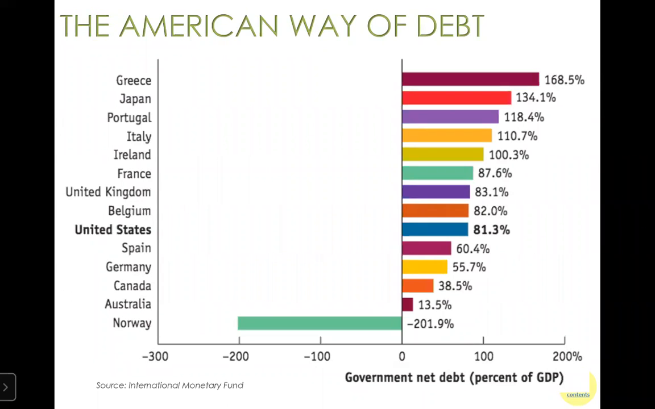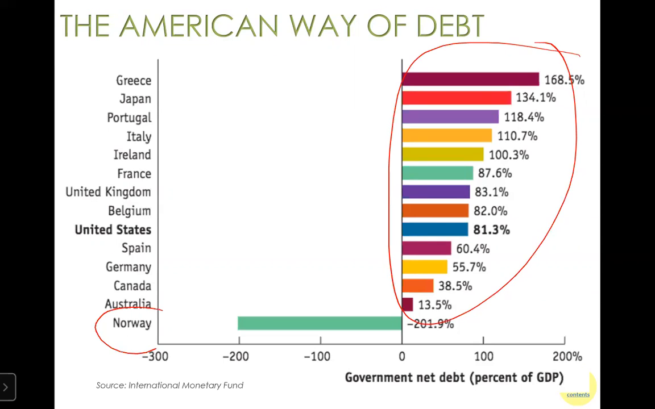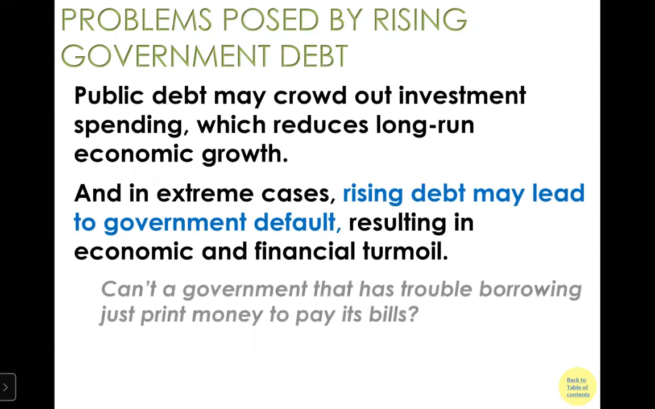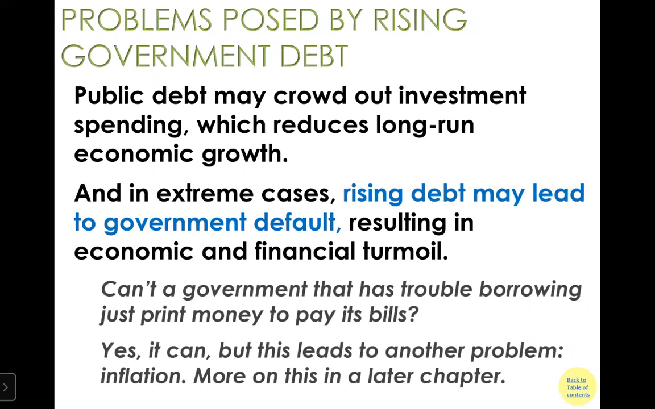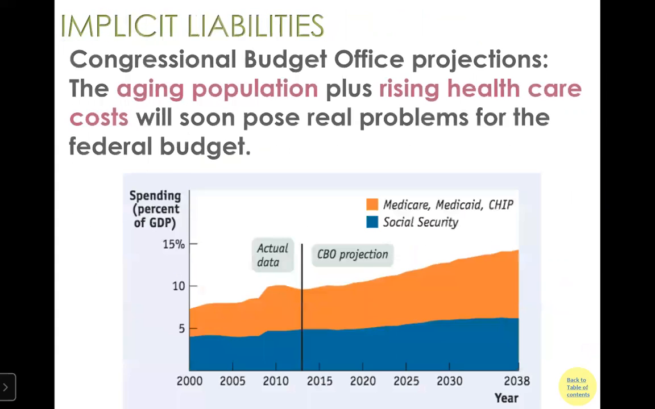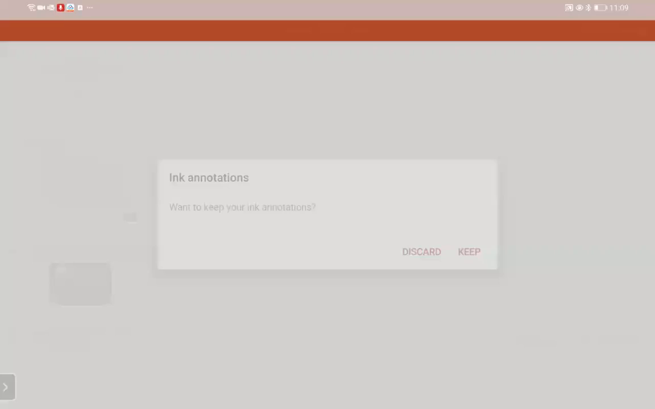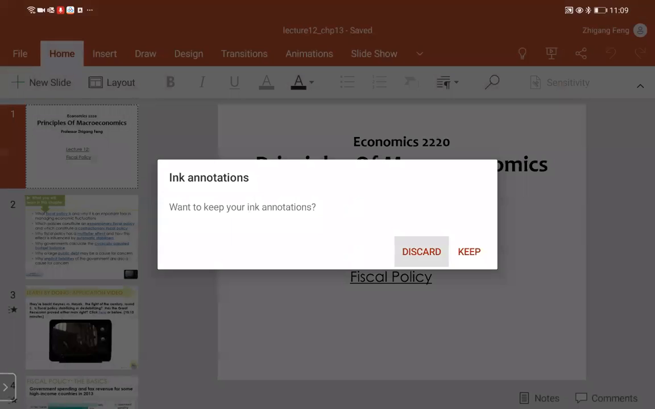Okay, so here you can see, as I just explained to you earlier, pretty much any single country has a larger debt, except Norway. Instead of debt, they have savings. Okay, so let me see what else we have.